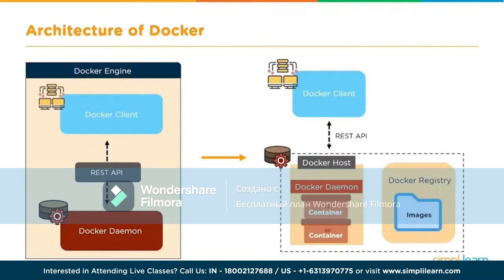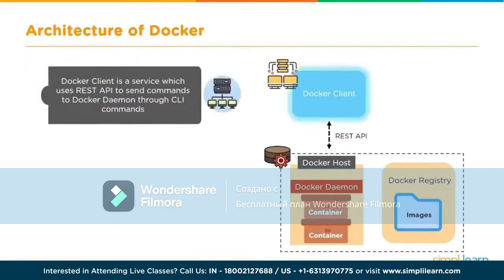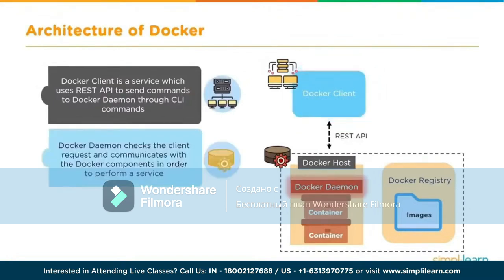the entire environment. Within the Docker host and the Docker daemon, you have your different containers, and each one has a link to a Docker registry. The Docker client itself is a REST service, so as you'd expect, a REST API that sends command line to the Docker daemon through a terminal window or command line interface window. And we'll go through some of these demos later on so you can actually see how you can interact with Docker. The Docker daemon then checks the request against the Docker components and then performs the service that you're requesting.